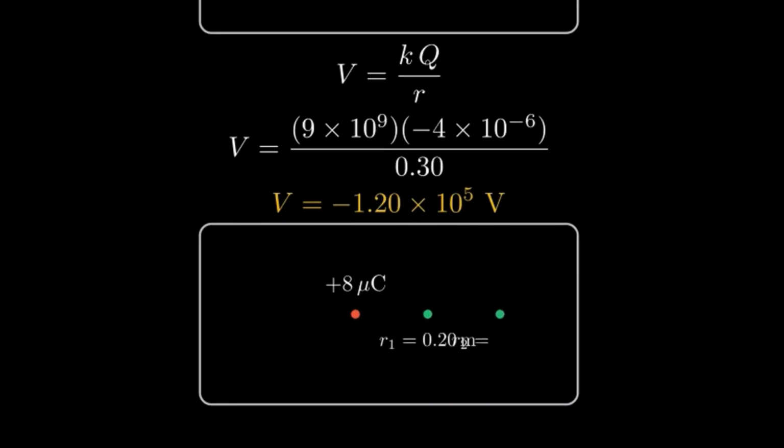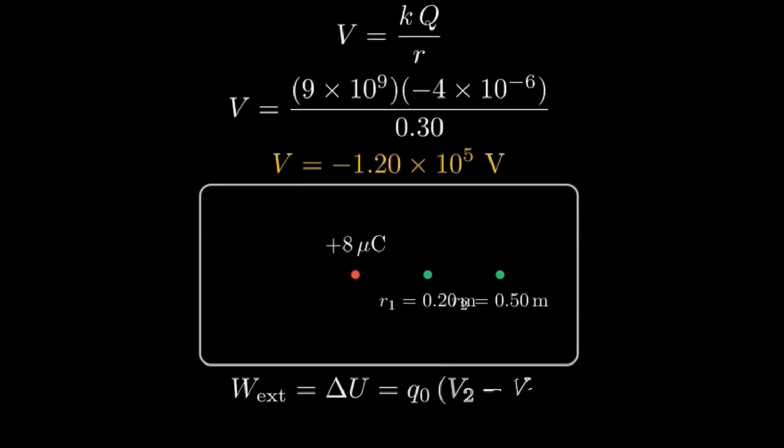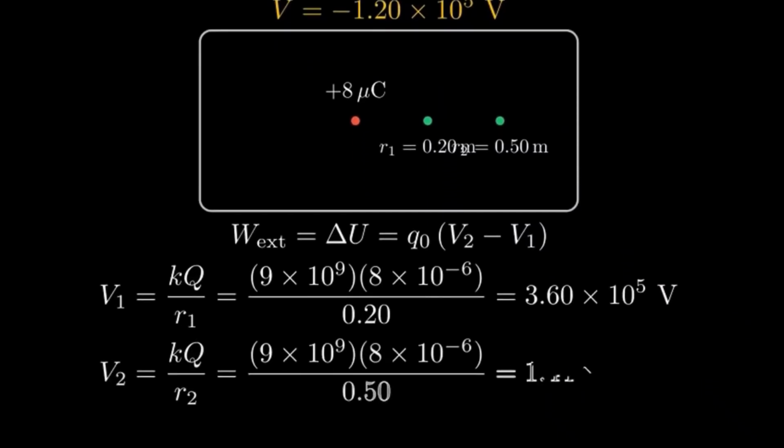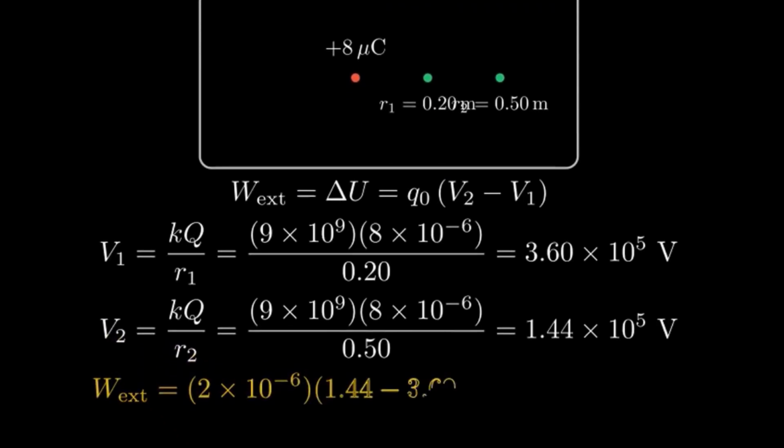Work done by external agent equals change in potential energy equals test charge times change in potential. Compute potentials KQ over R at the two radii and subtract. The answer is negative 0.432 joule. Negative means the external agent does negative work. The field does positive work.